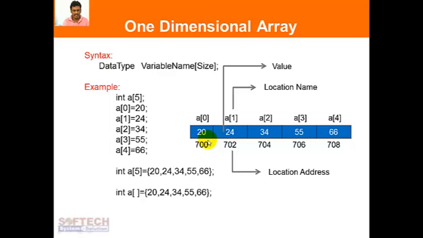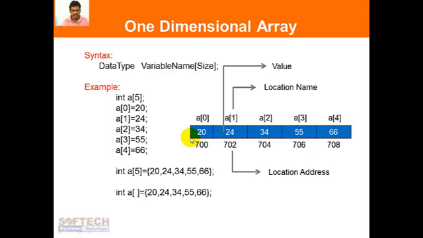So 700, 701, that is 2 bytes. Each location has 2 bytes because it is integer type. So each location requires 2 bytes, and the first byte is 700, then 701. The second location is 702, 703, 704, 705, 706, 707, 708, 709.